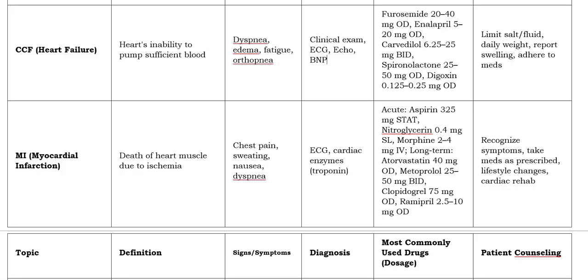It's an important catch. Reporting any worsening swelling or difficulty breathing is vital. And of course, strict adherence to their prescribed medications. These drugs manage the underlying problem and the symptoms. Next up, a critical emergency.